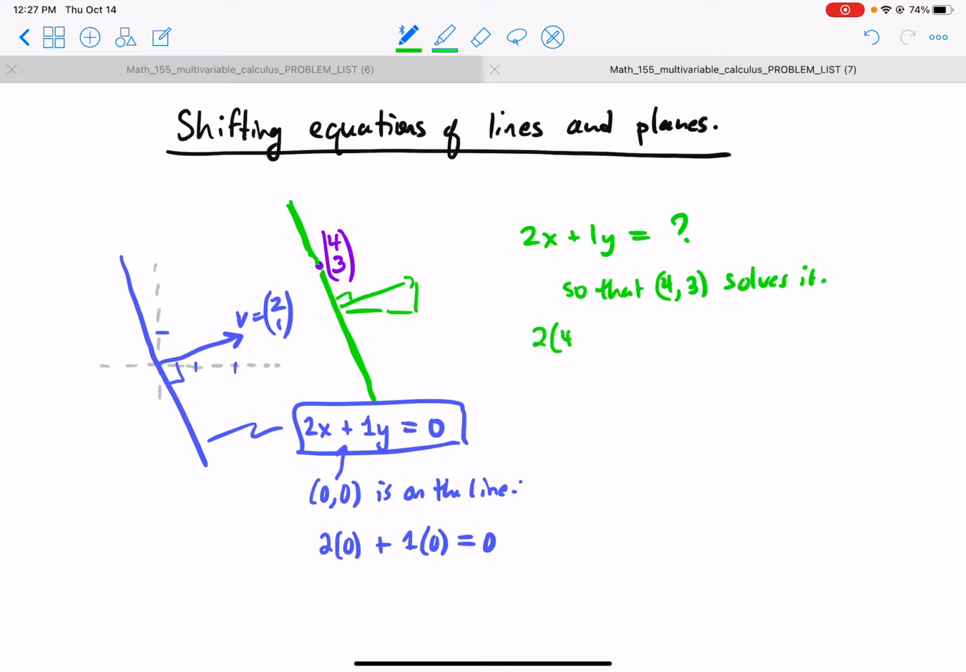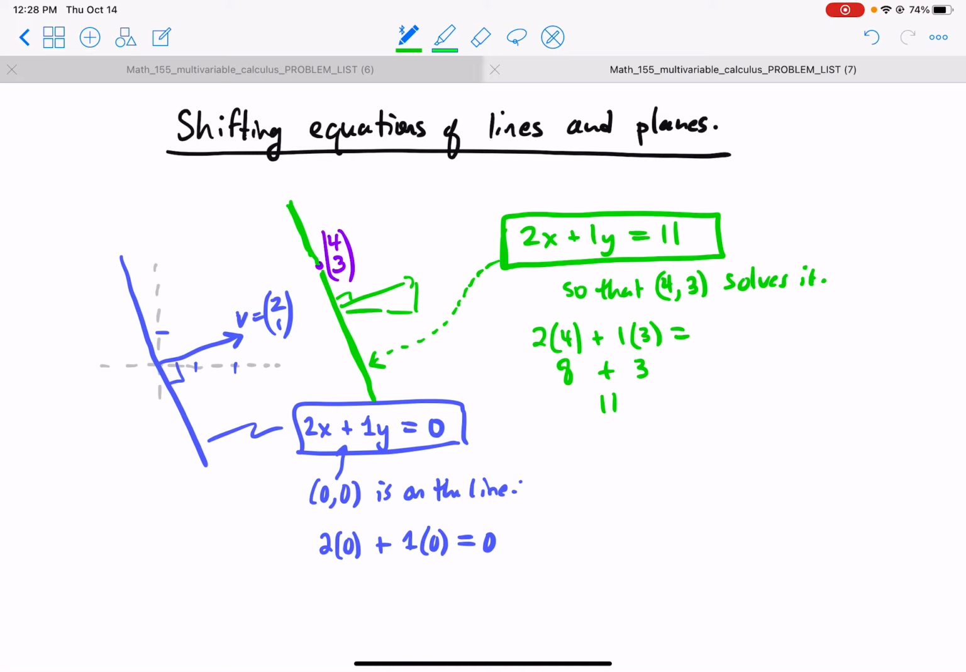Okay, so we plug in. And we see that this gives 8 + 3, which is 11. And so the question mark here, we should put 11. And now this equation describes this line. This line is all the points that satisfy this equation, and we just plugged in the point we wanted. So this is how you shift lines. And the exact same thing works for planes.